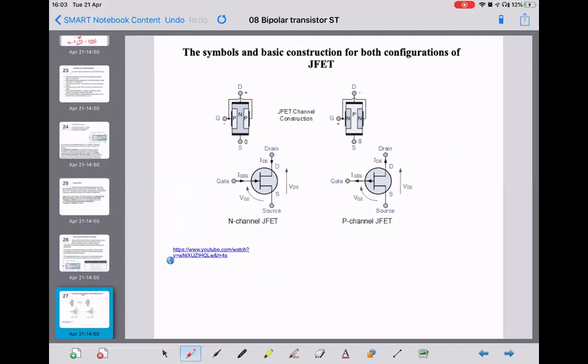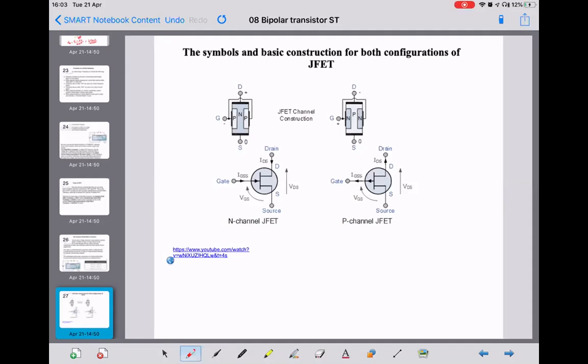So the symbols for the different devices are shown. We've got an N-channel JFET on the left, and it shows its construction. So you've got the N-channel sandwiched between the gate, which is two pieces of P-type material on either side, and then you've got the P-channel FET, which is the opposite. We've got an N material for the gate, and a P material for the channel.